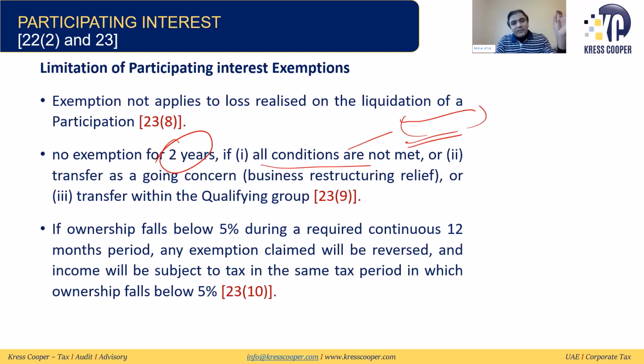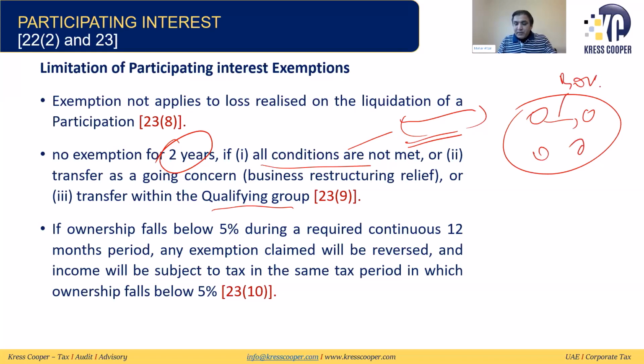They said if this 5% has been acquired through the transfer as a going concern, then there will not be exemption relief. Further, there is a transfer within a qualifying group. If the person is a part of the qualifying group, any transfer within the qualifying group will be at the book value, it will not be at the market value. So if this equity interest they are getting from a transfer within the qualifying group, it will not be subject to exemption. The person will be liable to pay income tax.